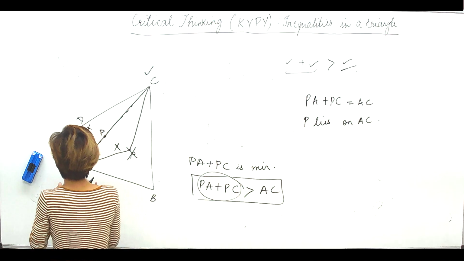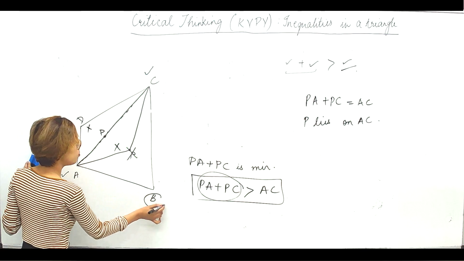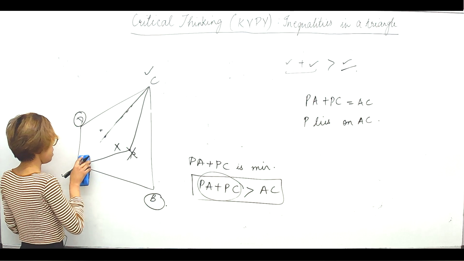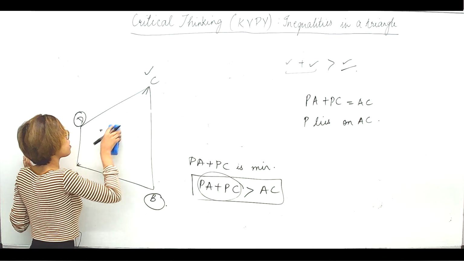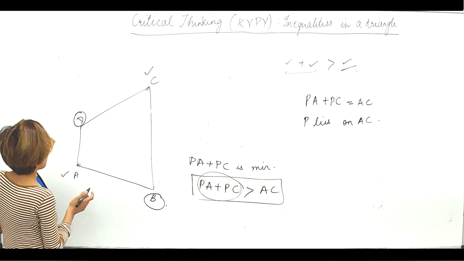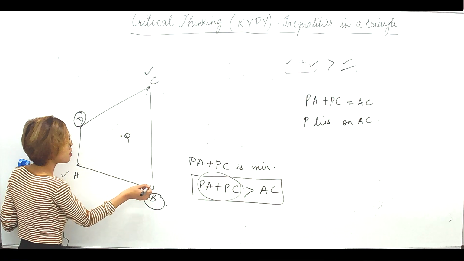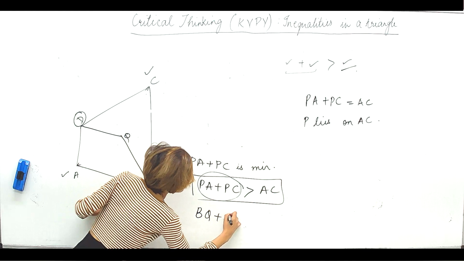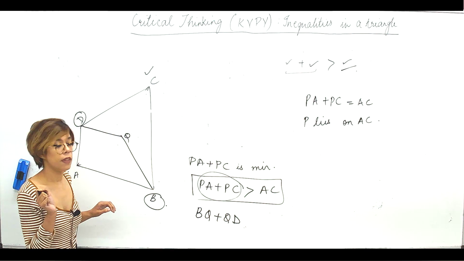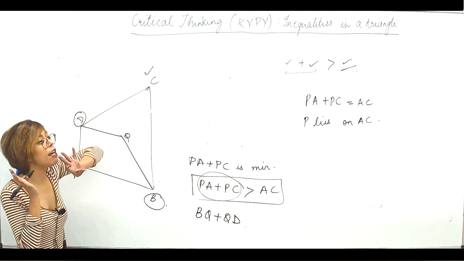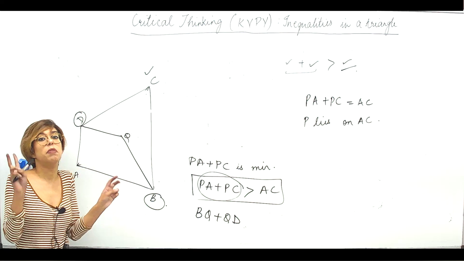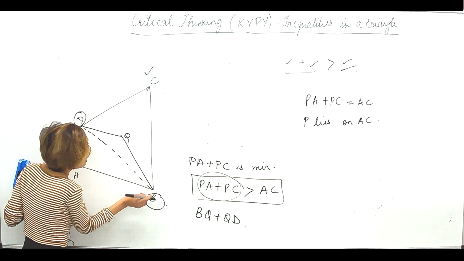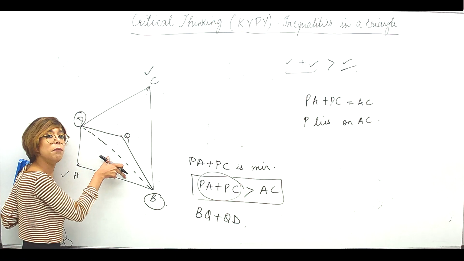Now, till now we have just talked about A and C. What about these two, B and D? Let me erase this. On the same lines, I am trying to locate the point Q such that BQ plus QD is minimum. It will definitely be involved in a triangle, sum of two sides. So consider triangle BQD. Join BD. BQ plus QD is greater than BD.